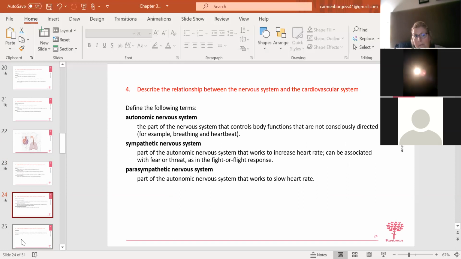The somatic was the voluntary action division. Somatic is all your actions that you control. So me moving my arm, me moving my foot away from a snake, those are all actions that I control. Those are somatic. They're voluntary actions.